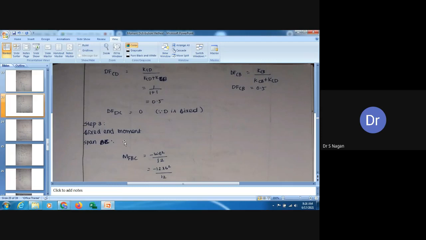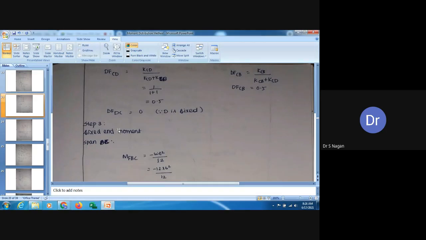Now, step three is fixed end moments. We need to treat every span as a fixed beam and find the fixed end moments. This fixed end moment, we know how to calculate for different types of loading. Say if we have a central point load, then at the left end minus WL by 8, and at the right end plus WL by 8.